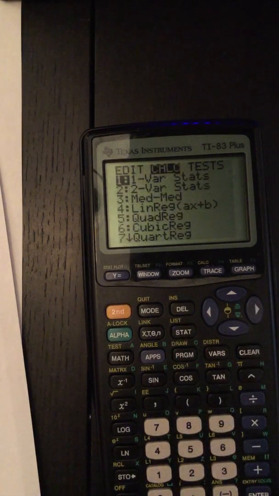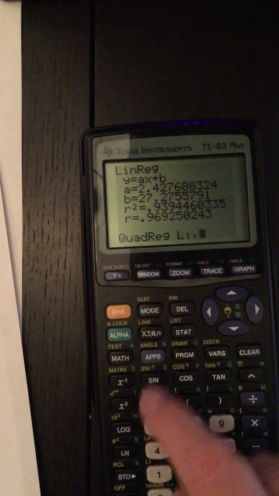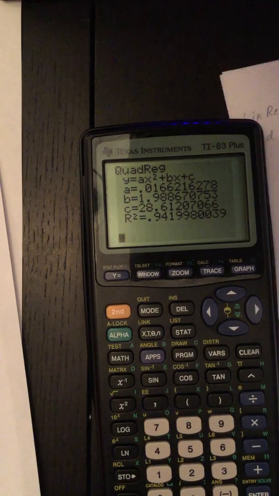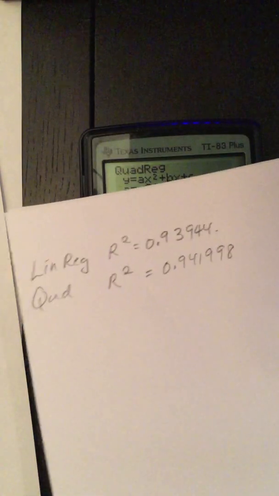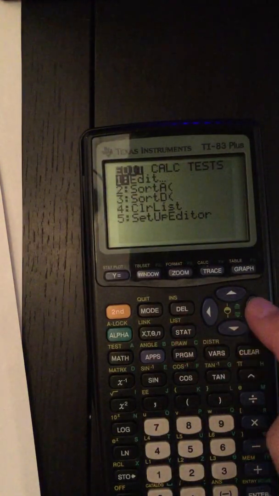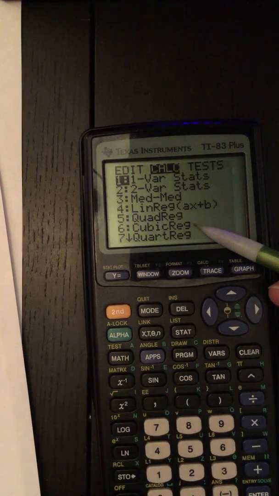Okay, let's do the next one. Calc, quadratic regression. Again, second function 1, comma, second function 2. It's thinking. For quadratic, R2 is 0.941998. Okay, it's a little better than the linear. If we look at my two numbers so far, quadratic is better. So last step, we're going to do calc: second function, or stat, arrow to calc, and then we want our cubic regression.